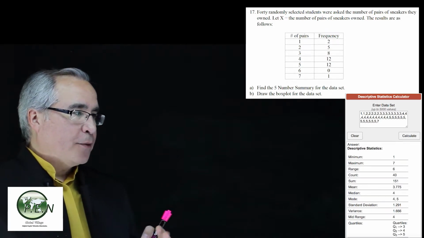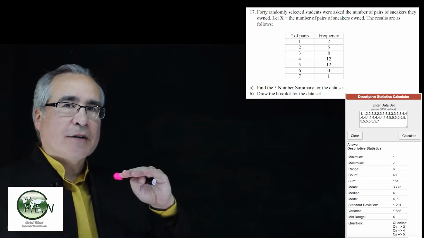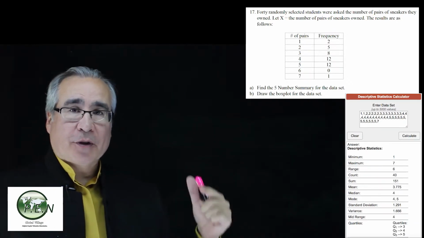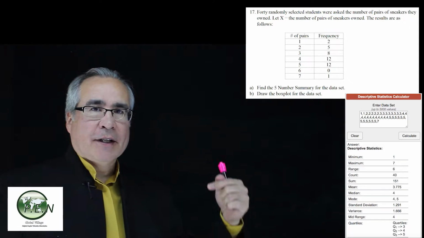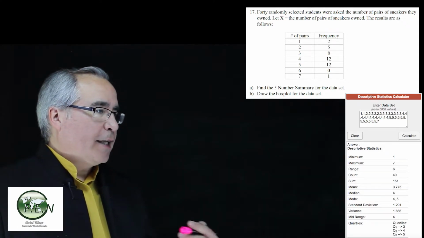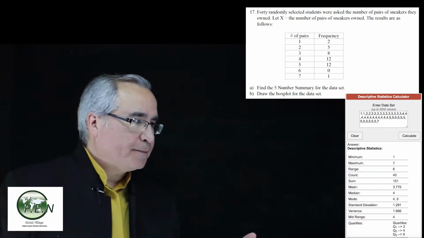When we get down to the 4s and the 5s, there are 12 4s and 12 5s. So I have to input 4 twelve times, input 5 twelve times, and so forth. I do the calculation and it will give me the 5-number summary.